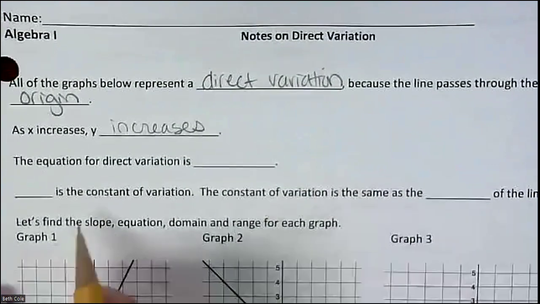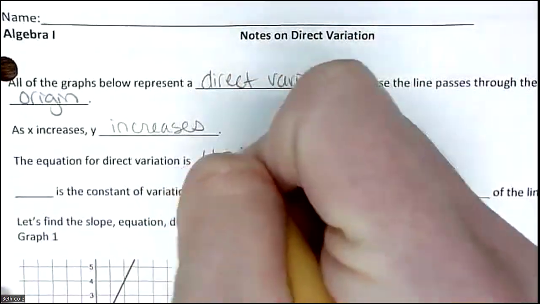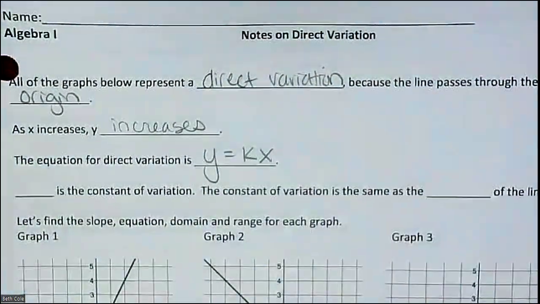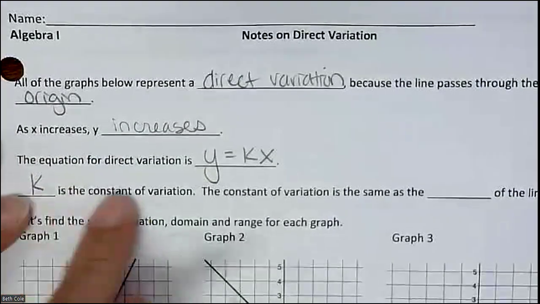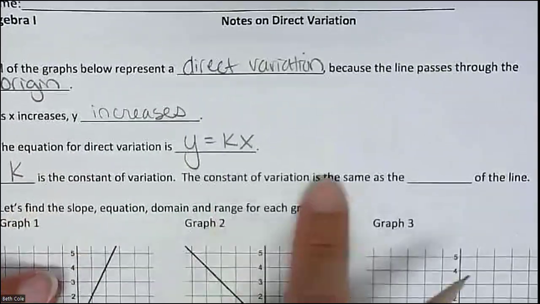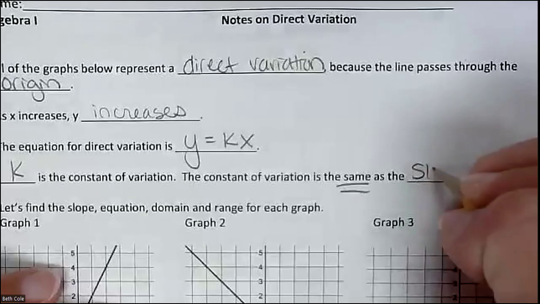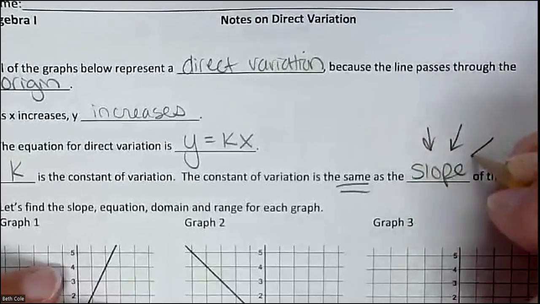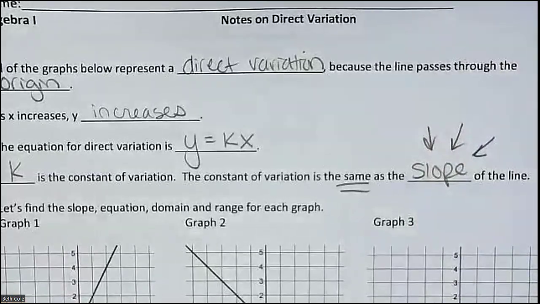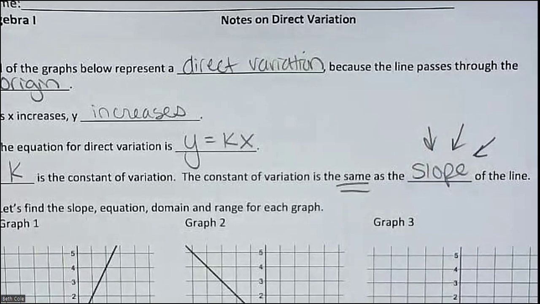Okay. The equation for direct variation is y equals kx. K is what's called the constant of variation, and it is the same as the slope. That is the most important thing to get there. It's just the slope. That's the takeaway. If you're like, hey, I didn't listen to anything else she said, it's the slope.